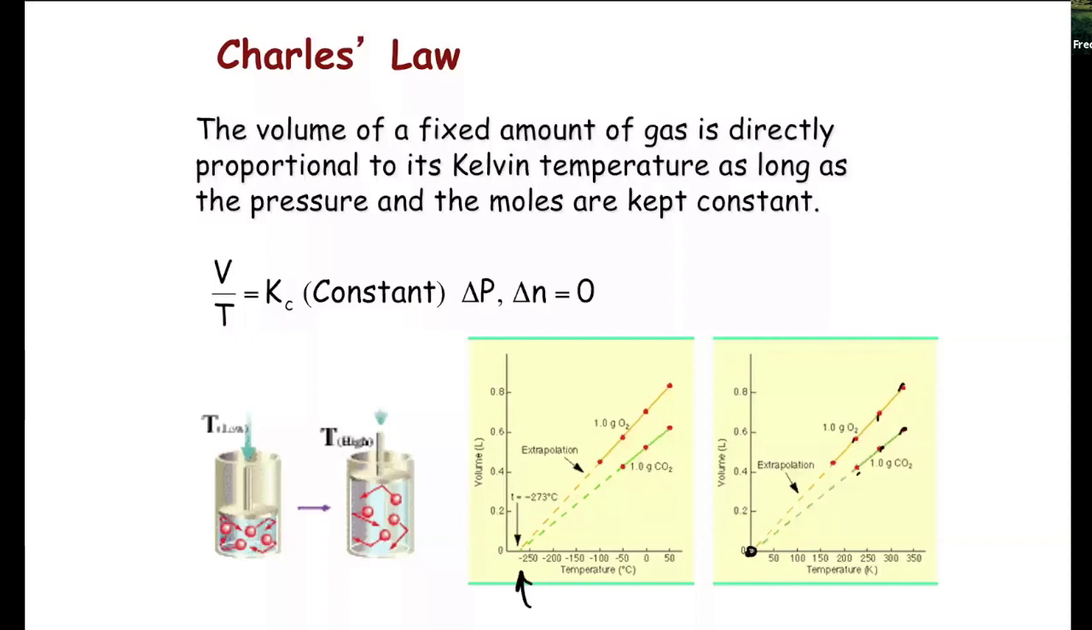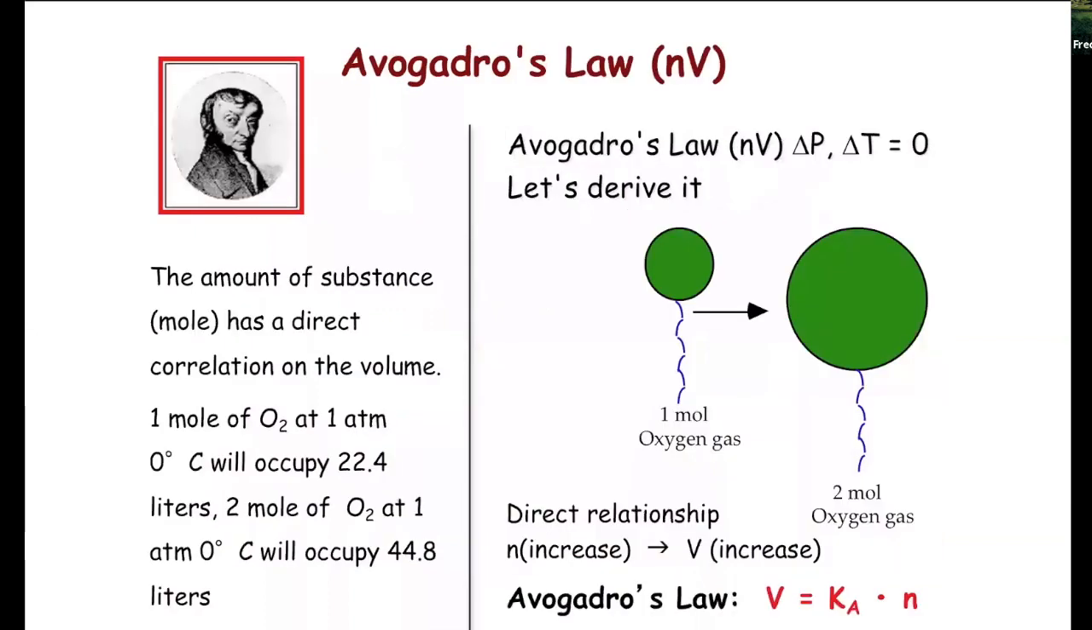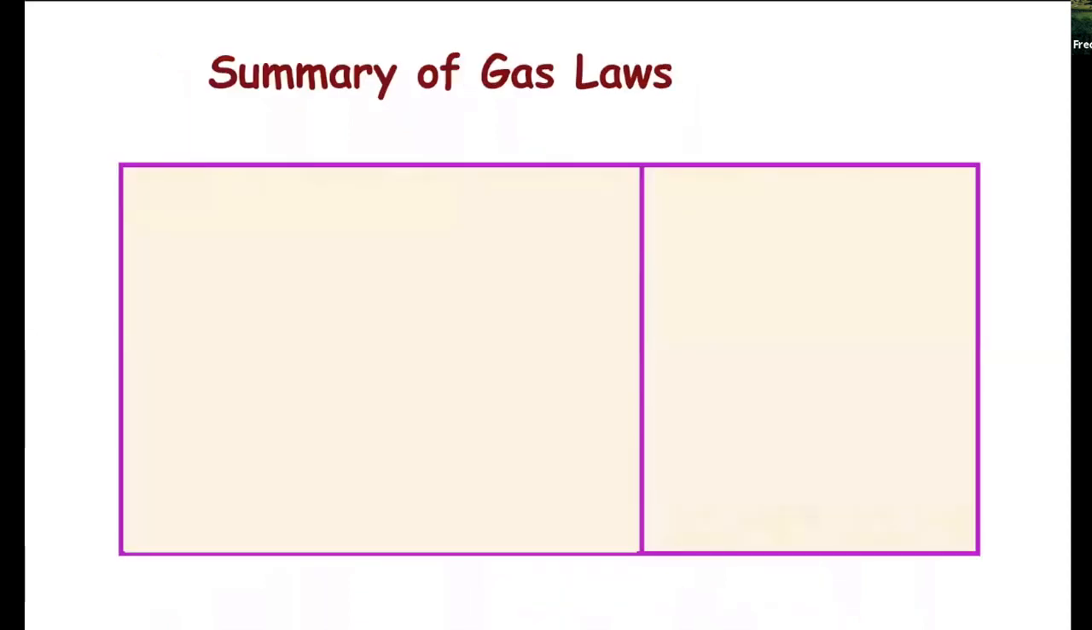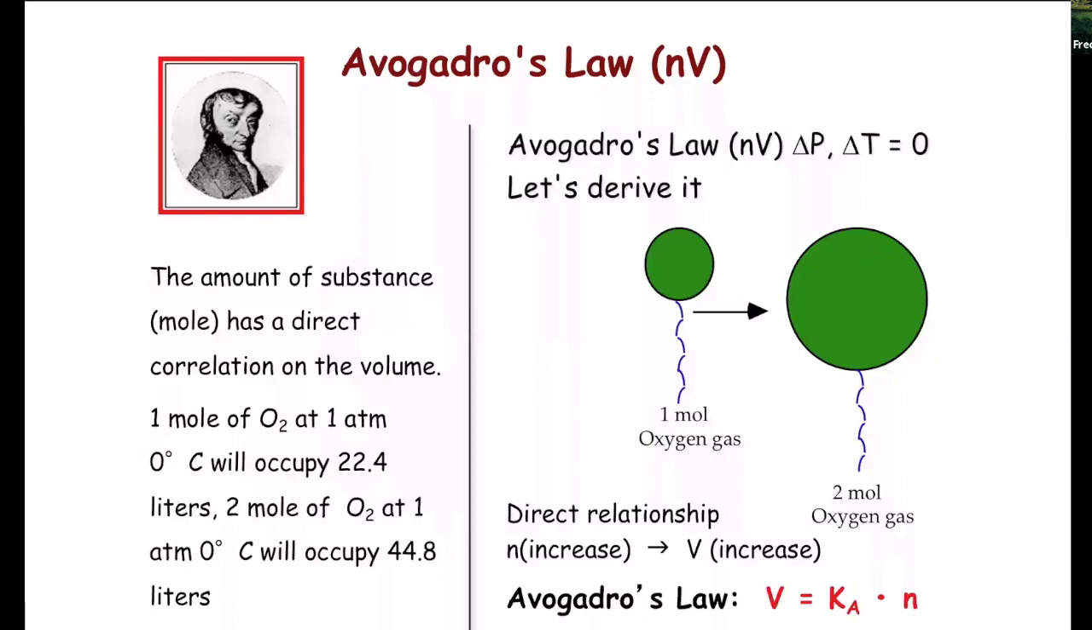Let's take a look at Avogadro's. We're going to bypass Gay-Lussac, okay? And the reason why we're going to sort of bypass Gay-Lussac is because his is covered as well. But these three laws right here, Boyle, Charles, and Avogadro, can give us the ideal gas law. Anyway, Avogadro's law is fairly simple.